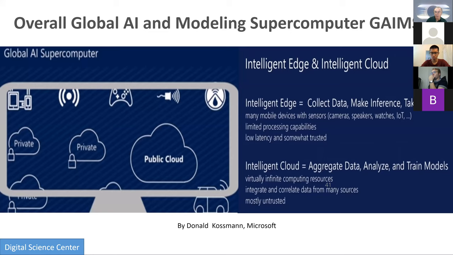The cloud, on the other hand, is where we aggregate the data. We do, as I said, the training. We have lots of computing, and it's not terribly trusted because everything is mixed together.